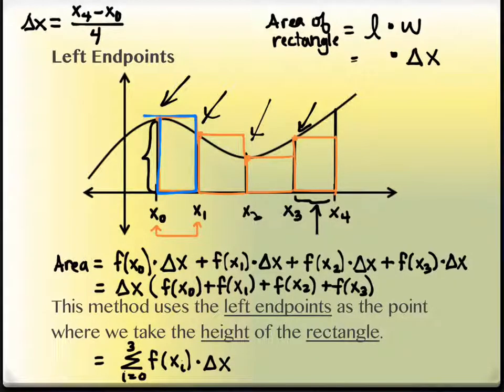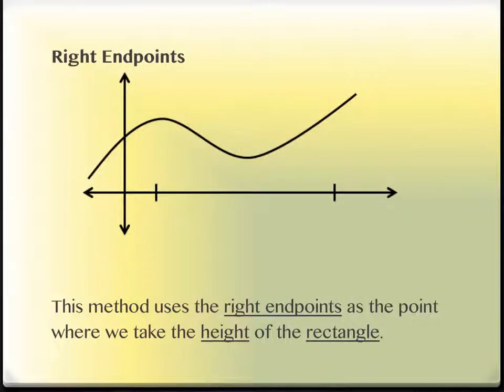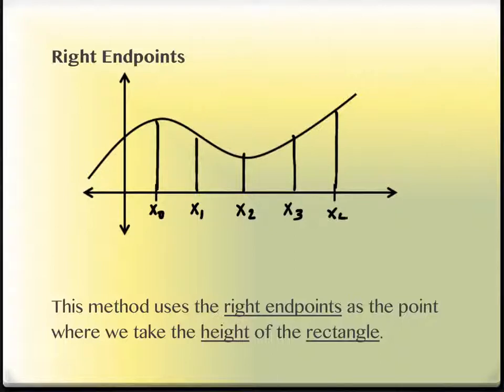Second way to do this, right endpoints. Okay, so this was left endpoints. What do you think is going to happen when we do right endpoints? How is this going to be different? You're going to use the right endpoints. So on my first rectangle, x0 to x1, and then I've got x2, x3, and x4. On my first rectangle on the far left, which endpoint am I going to use?